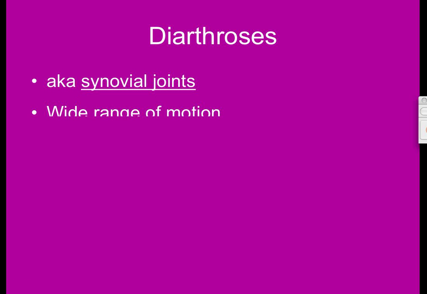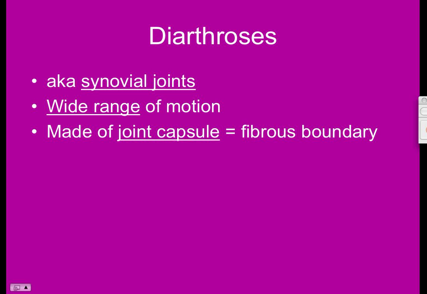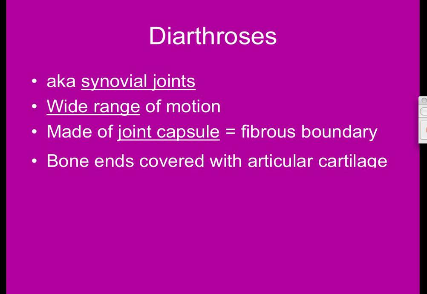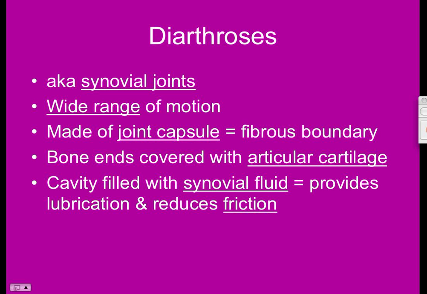These joints provide a very wide range of motion, and there are some common features of a diarthrotic joint. They are made of a joint capsule, which is a fibrous boundary that actually defines where the joint is. And the ends of the bone that are involved in the joint are covered with an articular cartilage. This helps prevent the bones from kind of grinding on each other. The cavity between the two bones is filled with a synovial fluid, which provides lubrication and reduces friction.